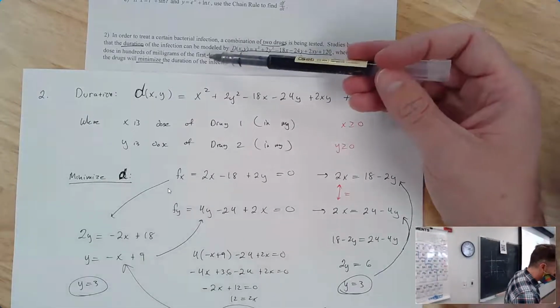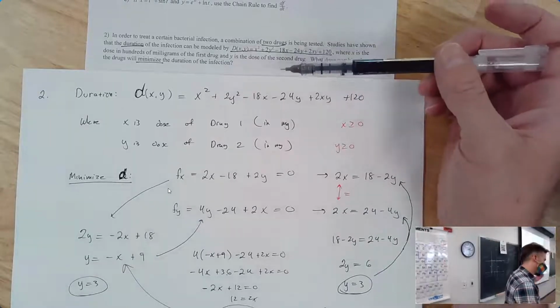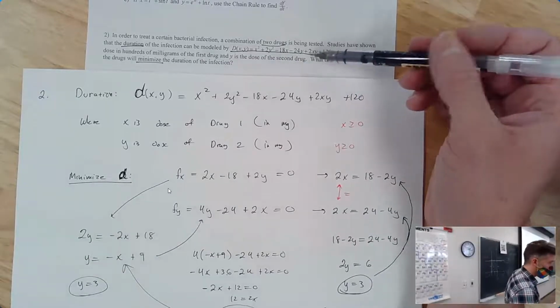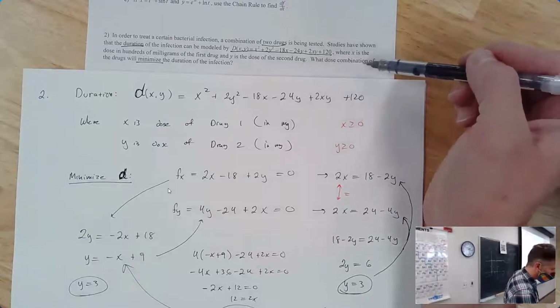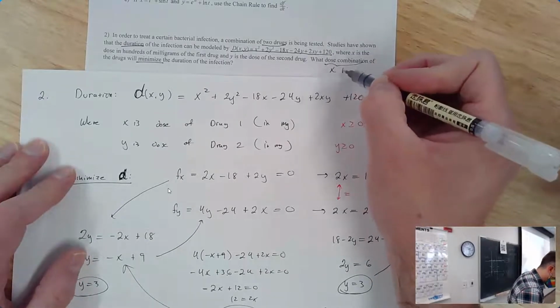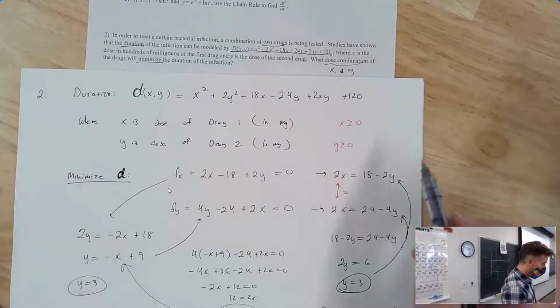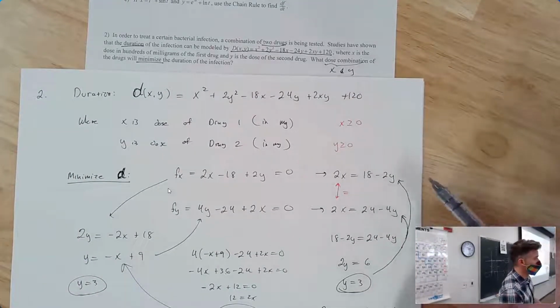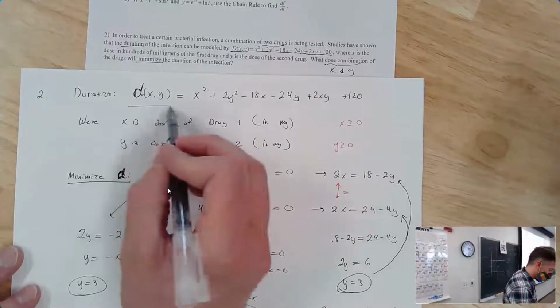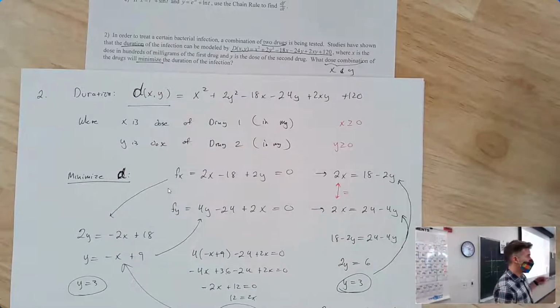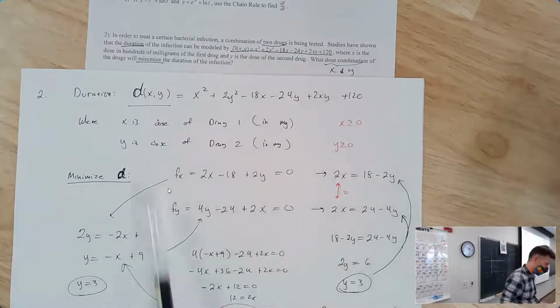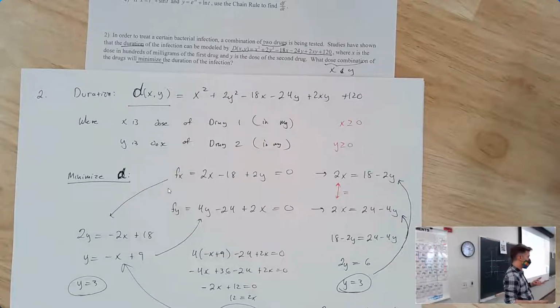X is the dose in hundreds of milligrams of the first drug, and Y is the dose in hundreds of milligrams of the second drug. Here's the important question: what dose combination, meaning what X and Y, will minimize the duration of the infection, or minimize the function? As soon as I see the words minimize the function, I kick into this process: find the two partials, set them equal to 0, get the critical point or points, and then test them to see if any of them are a minimum or a maximum or whatever.